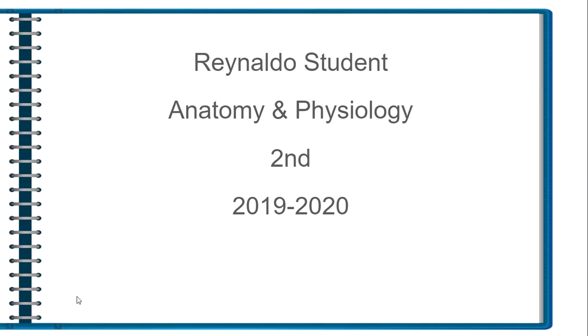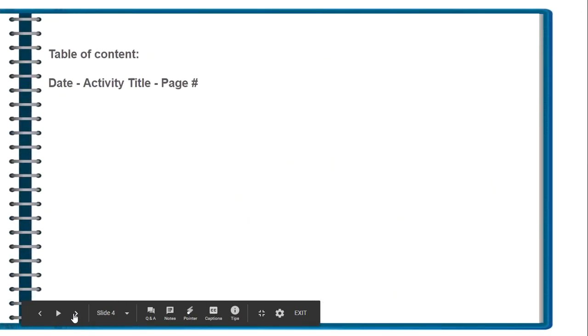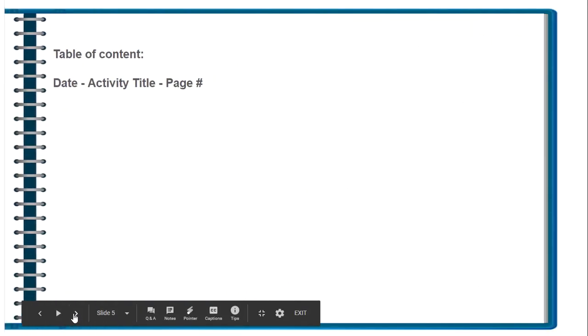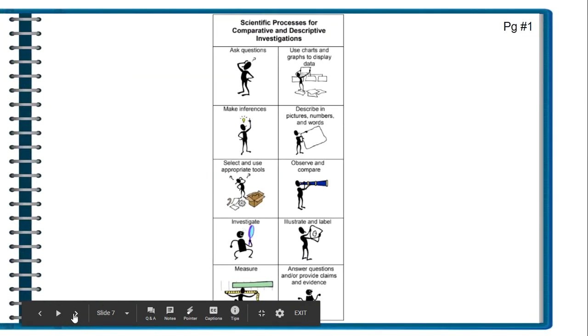Here would be your title page. So again, I have my name, I have anatomy and physiology, second period, and the school year. Next, you're gonna have your table of content. Just make sure you have 3 table of content pages. So there's 1, there's 2, there's 3. Notice we don't have any page numbers yet. This right here would be our page 1.